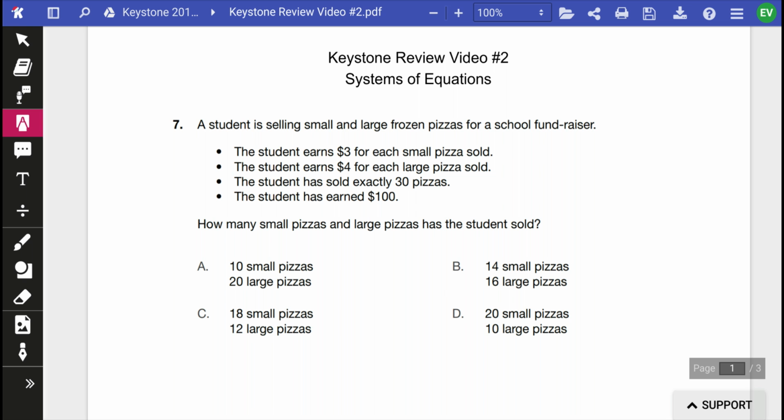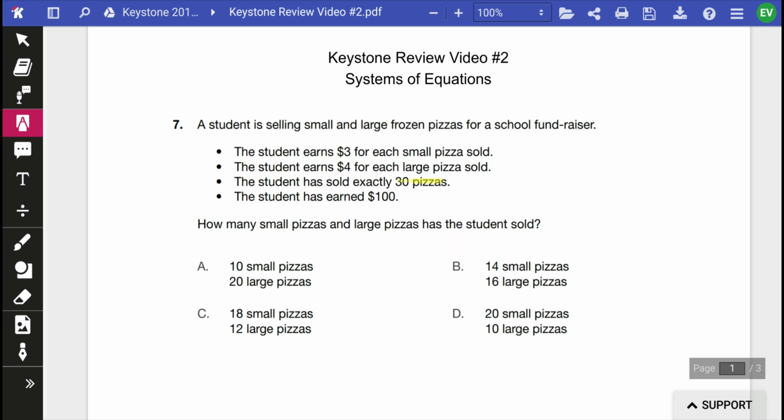The first thing I would do is look at my 30 pizzas, and decide, is one of my answers invalid just because of that? So small pizzas plus large pizzas has to equal 30. Well, we have 10 plus 20, 18 plus 12, 14 plus 16, and 20 plus 10. So that doesn't help us at all. That means that I need to use a system of equations in order to solve this one.